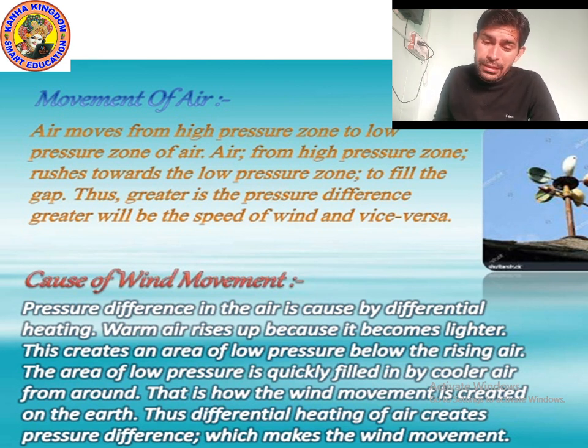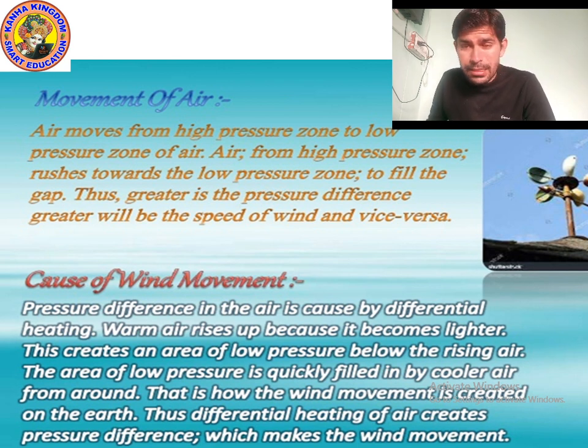Because of sunlight, air warms up and rises because it is lighter. Warm air is always lighter. The area below the rising air is where the low pressure is created, so cool air from the high pressure zone will come and fill that place. Thus, differential heating of air creates pressure difference, which makes the wind movement.